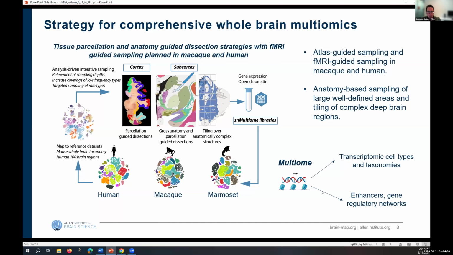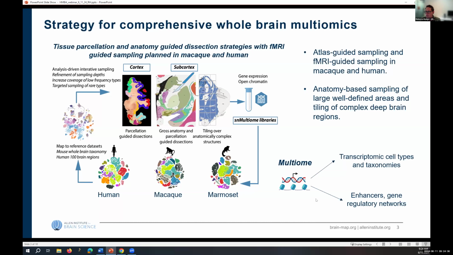So the Human and Mammalian Brain Atlas project that Ed introduced really aims to achieve this comprehensive characterization of cellular diversity, and we're going to do that using multi-omic single nucleus genomics assays. So these allow us to measure both the transcriptome and the epigenome of individual cells. The transcriptomic data really forms the basis for our cell type characterization and the generation of cellular taxonomies, while the epigenetic data can do things like enabling discovery of cell type specific enhancers or analysis of gene regulatory networks, for example.